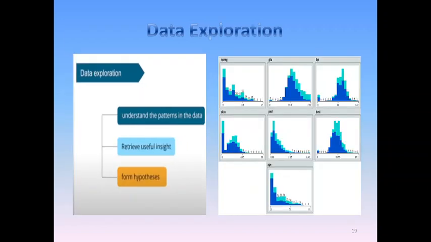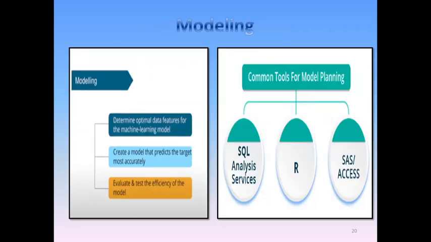The fourth step is data exploration. In data exploration, we understand the pattern of the data. We visualize the data using histograms and bar plots, and check what the useful patterns in the data are. In this we retrieve useful insights and form hypotheses for every field and every column.